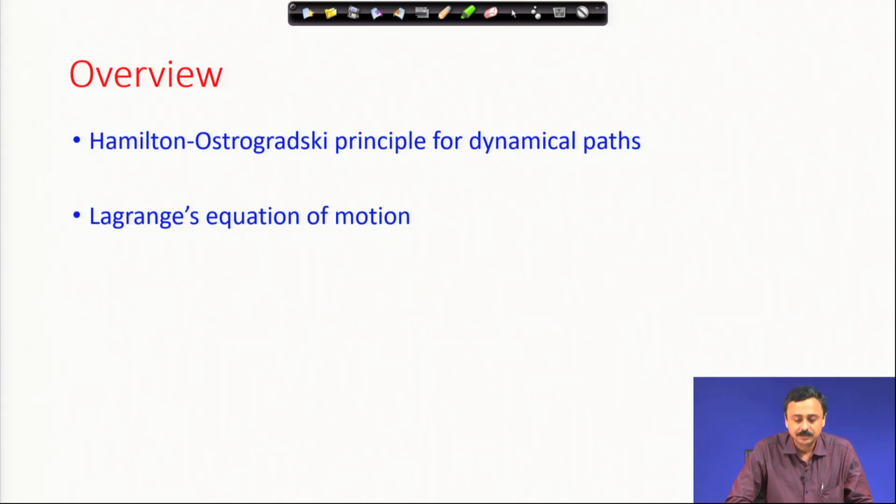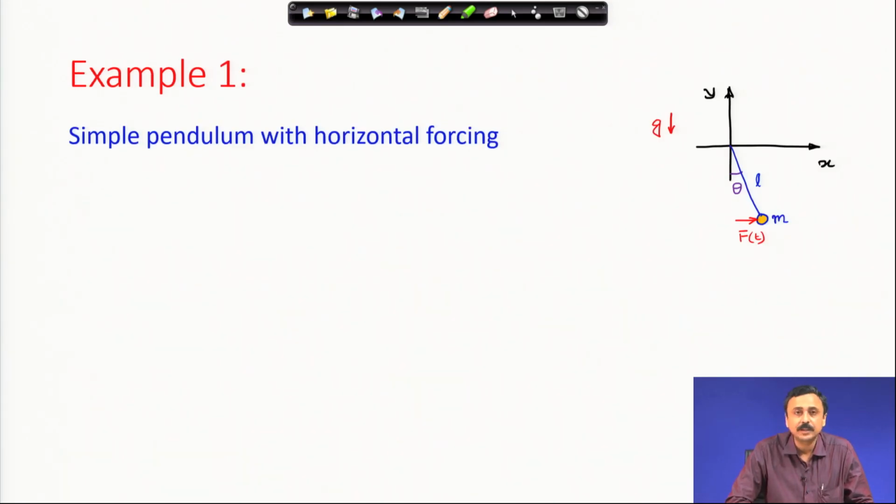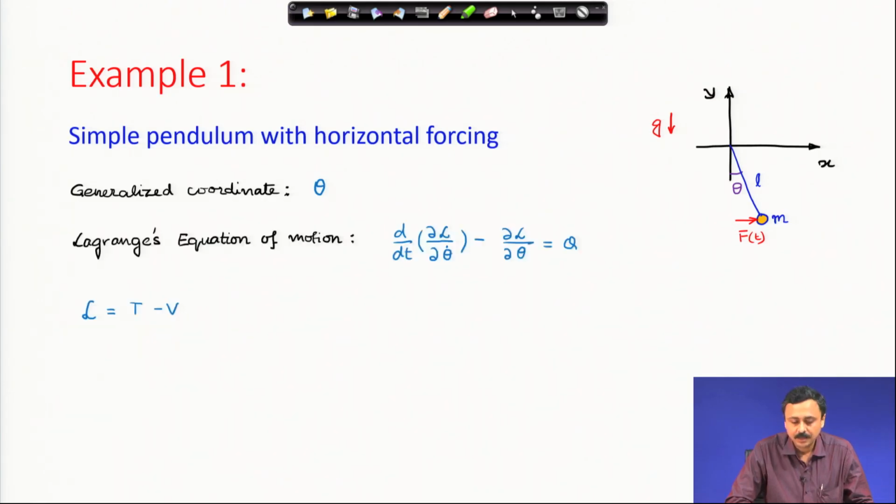We start with an example of a simple pendulum with horizontal forcing as shown in this figure. The generalized coordinate is theta. Therefore, there is only one Lagrange's equation, and with that, the external force Q. In this situation, right now we do not know what Q is, and we are going to find that.